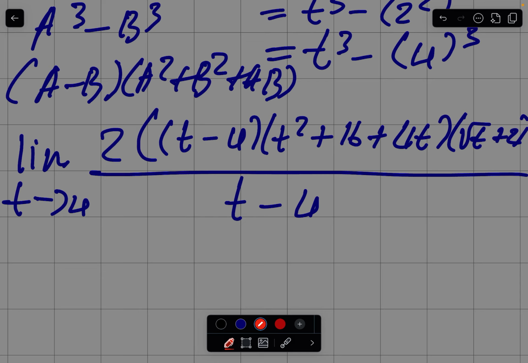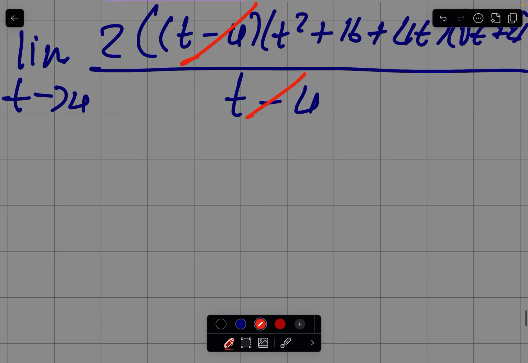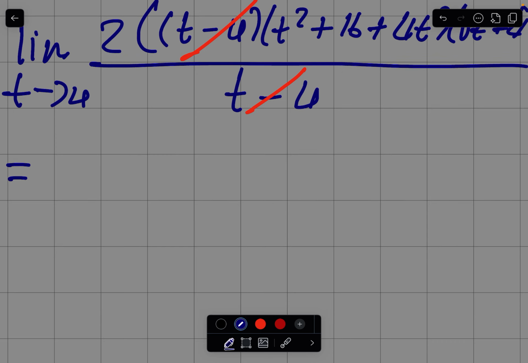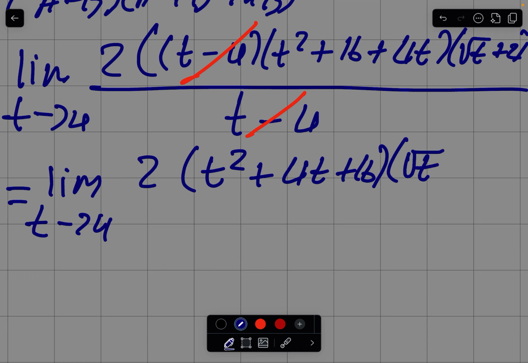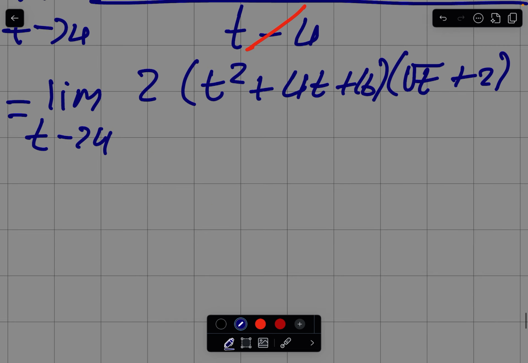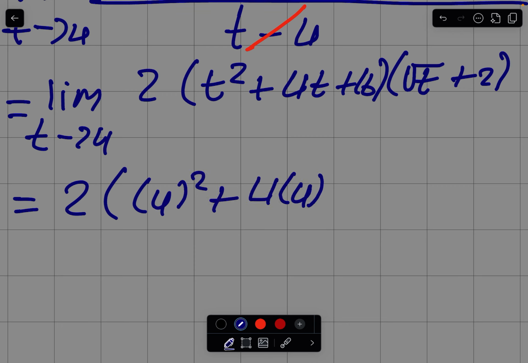Understand? And by my own observation, I see this one cancels that one. Therefore, I'm remaining with the limit as t approaching 4 of (t squared plus 4t plus 16) into (square root of t plus 2). So now you are allowed to substitute your value. You have 2 into 4 squared plus 4 into 4 plus 16, and the square root of 4 plus 2.